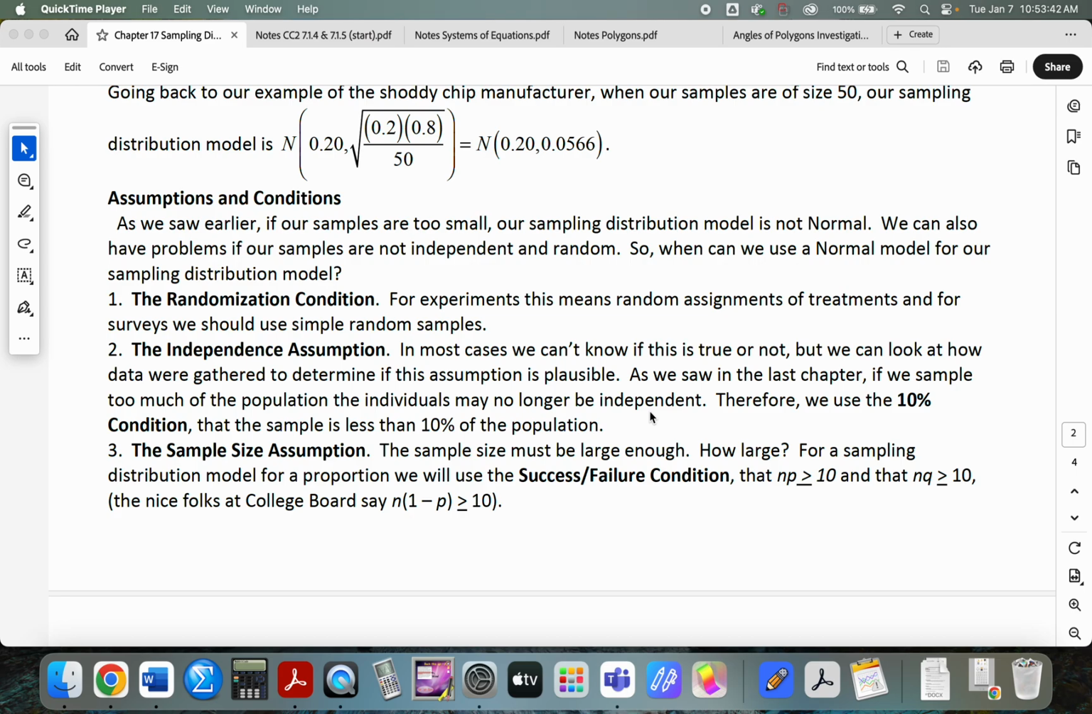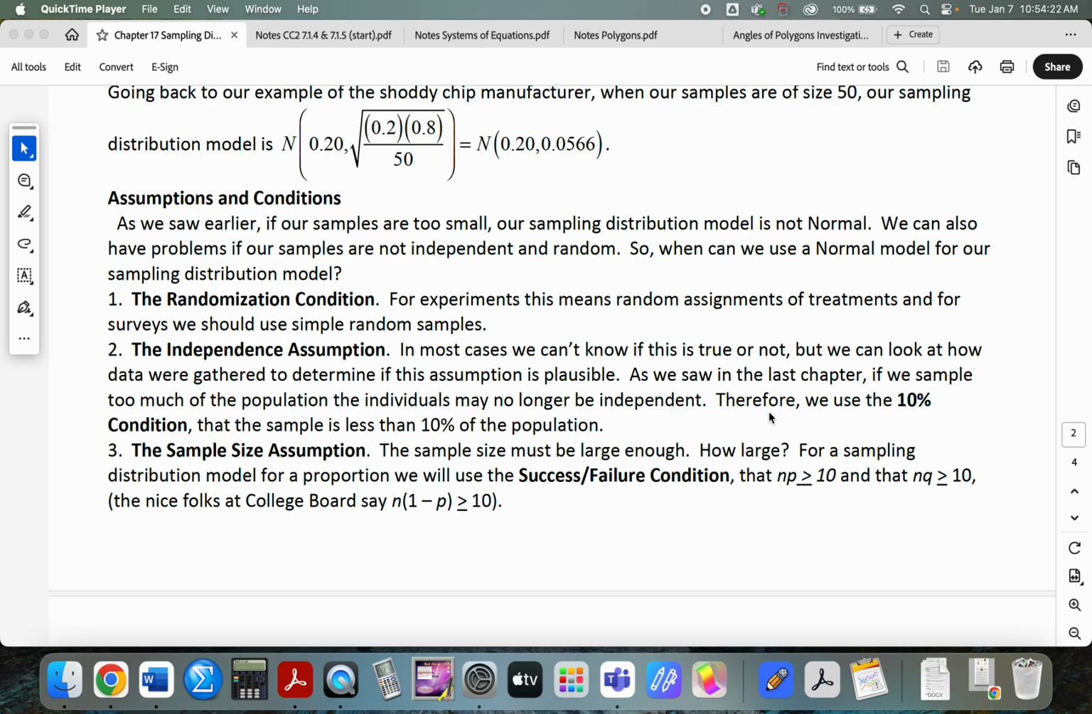When you get to over 10% of the population, it starts to be more likely that you have messed with the independence. So we use the 10% condition. The sample size needs to be less than 10% of the population. Most of the time, that's a pretty easy thing. You just say, yeah, we sampled 450 American women between the ages of 18 and 35, and that's less than 10% of the entire population of American women between 18 and 35.